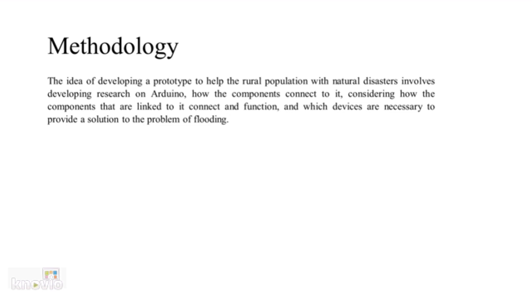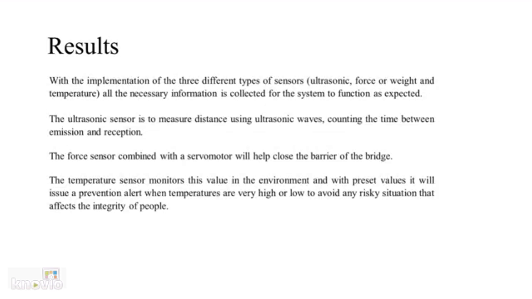It involves developing research on Arduino, how the components connect to it and function, and which devices are necessary to provide a solution to the problem of flooding in rural areas. On the implementation, we use three different types of sensors: ultrasonic sensor, force or weight sensor, and temperature sensor. All three are necessary to collect the information for the system to function as expected.